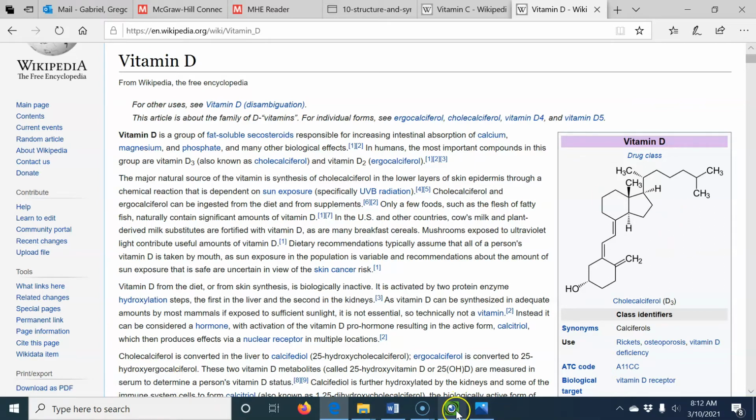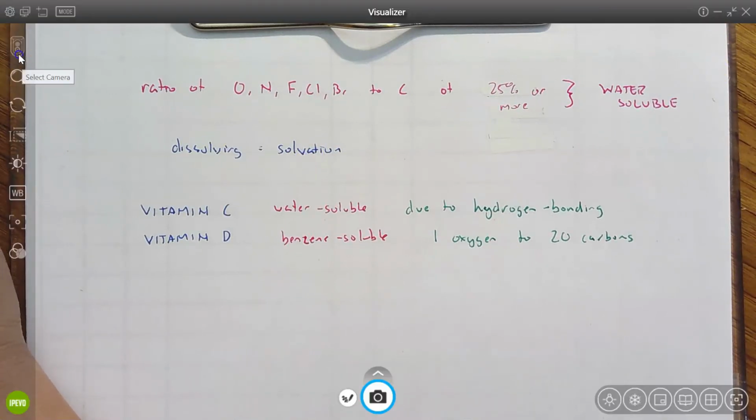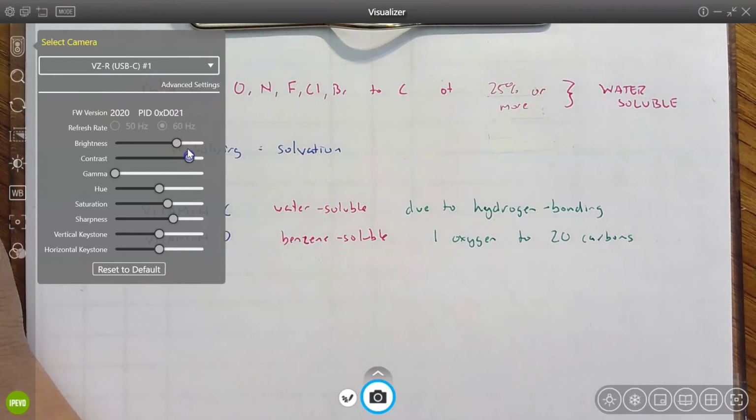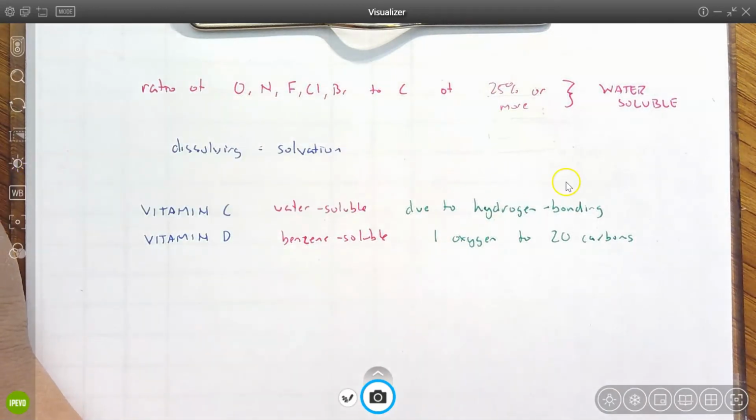Okay. Why did it get so dark? Let me just brighten this up a little bit.